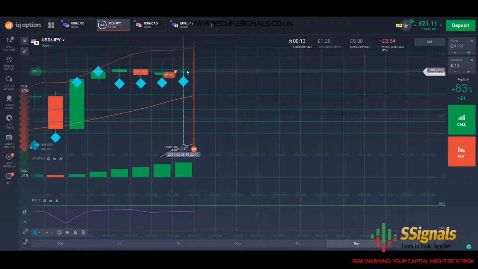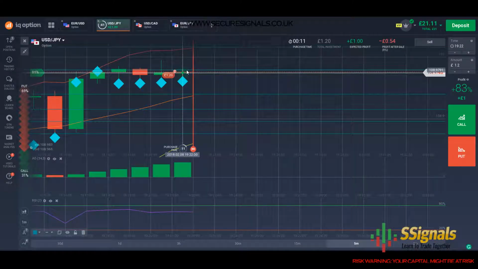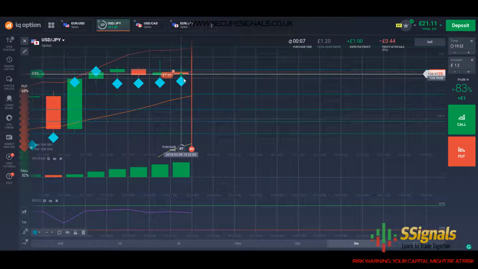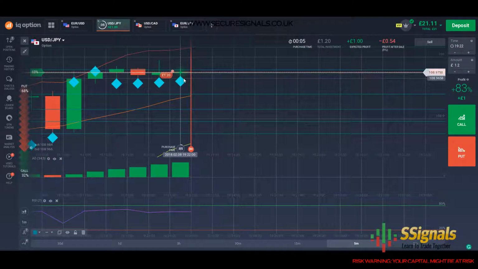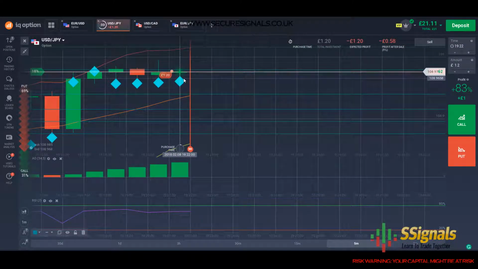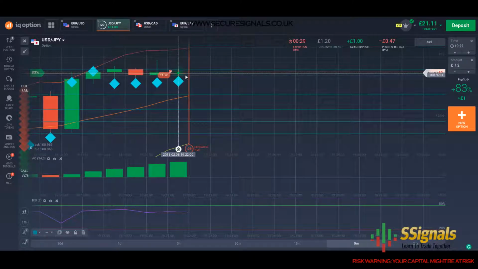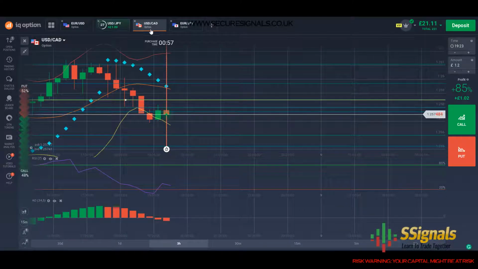Yep, it's hit the blue line now. Should enter downwards. Should hopefully touch here and close below. 3, 2, 1. Yep, it's closed how I wanted it to close, so let's just wait for that one.